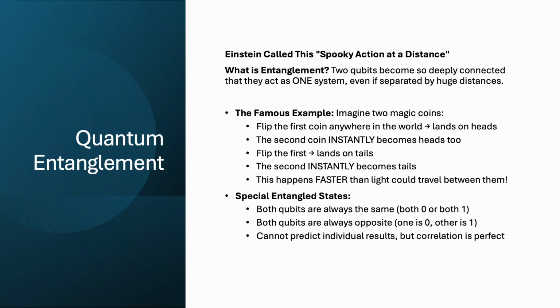But here's the crucial quantum part. Before you flip them, neither coin is heads or tails. They are in a superposition. The measurement does not reveal a pre-existing hidden value. It creates a correlation instantaneously. This is fundamentally different from classical correlation, and it has been verified in countless experiments. Entanglement is real, it is weird, and it is incredibly useful in quantum computing.